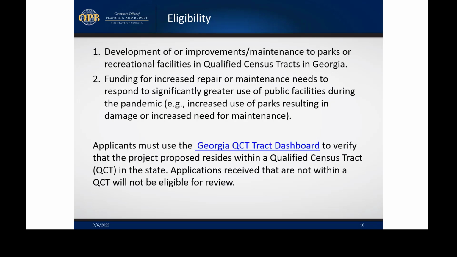There we go. Funding for increased repair or maintenance needs to respond to significantly greater use of public facilities during the pandemic. And the example they use specifically with Treasury's final rule is increased use of parks resulting in damage or increased need for maintenance. So during the pandemic, lots and lots of folks started visiting parks. If you have any maintenance that needs to happen or any damage that occurred, you could request funding for that if it is due to a significant increase in your facility use during the pandemic.